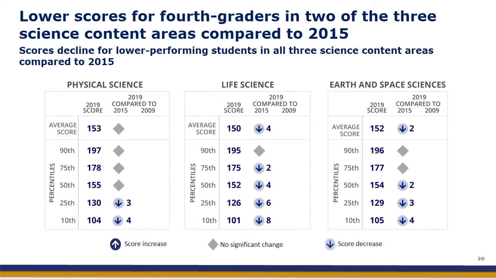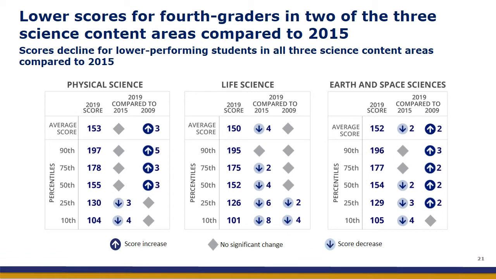The content story is a mixed bag. From 2015, performance in life science and earth and space sciences has declined 4 points and 2 points, respectively. The life science declines were experienced across the distribution, with all percentiles declining except the highest performers. In all three content areas, the students at the 10th, 25th have declined compared to 2015.